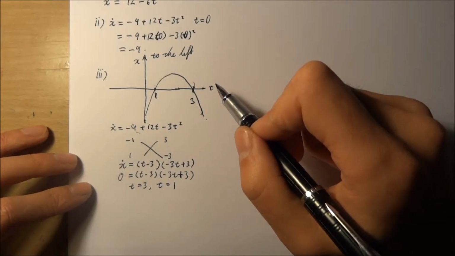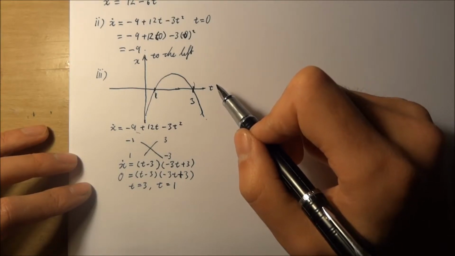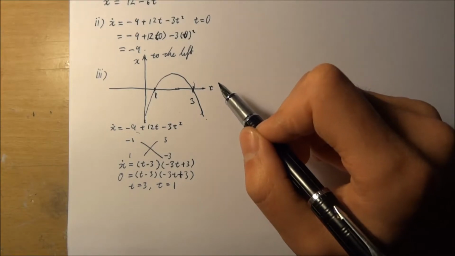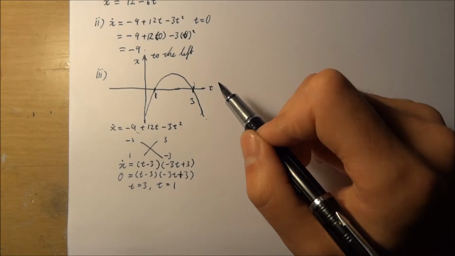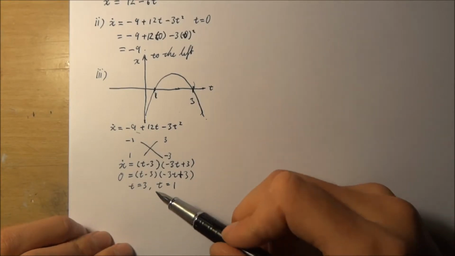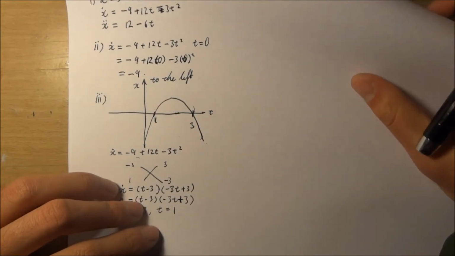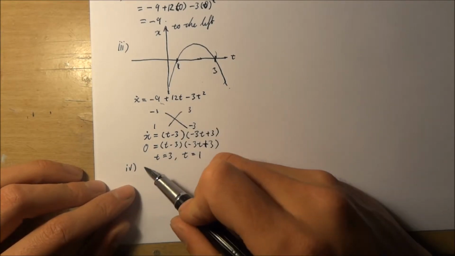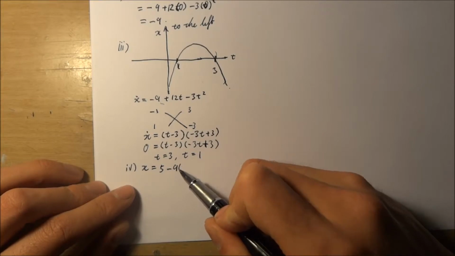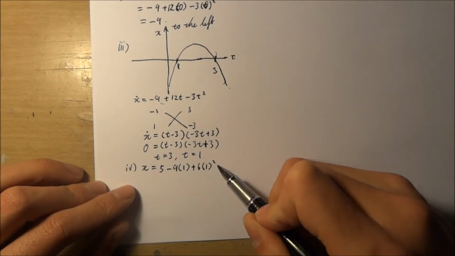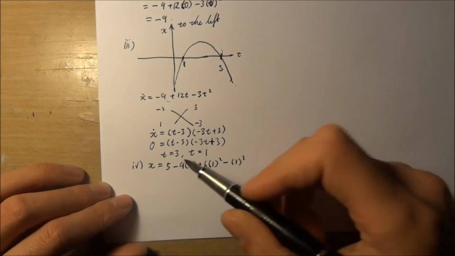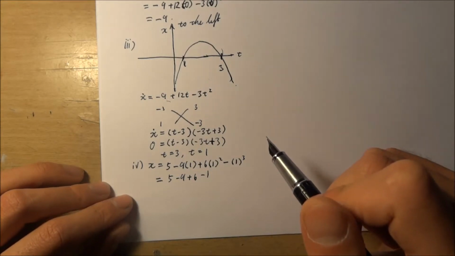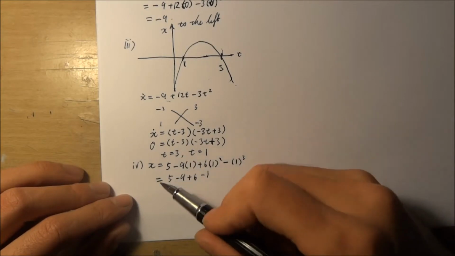Now, the location of the particle at these two points. Obviously, we have the t here. We just have to substitute them back into the original position equation. So we have x equals 5 minus 9 plus 6 times 1 squared minus 1 cubed. So it should give us 5 minus 9 plus 6 minus 1, which gives us 1.